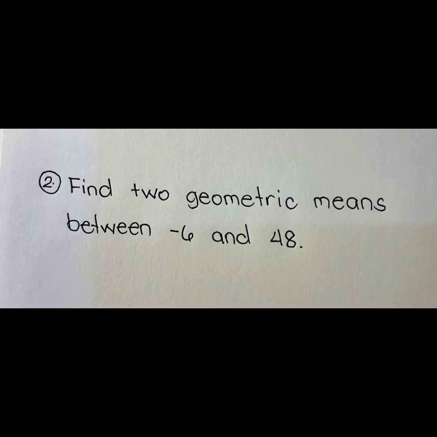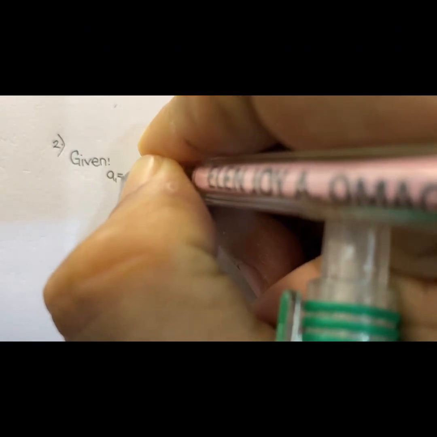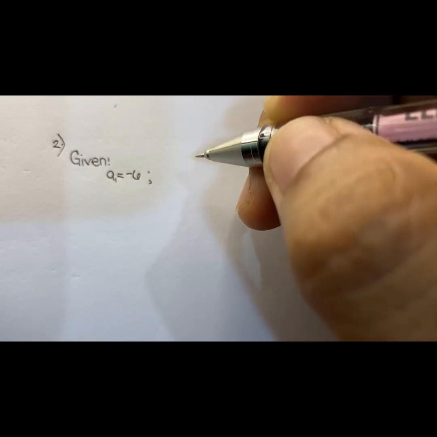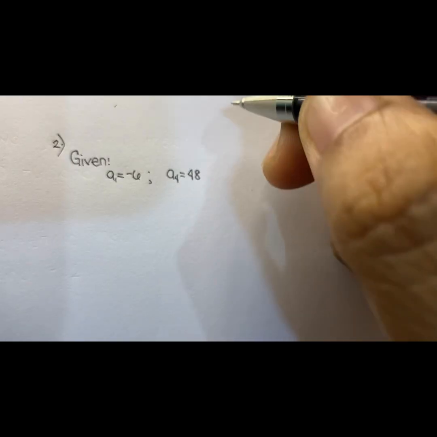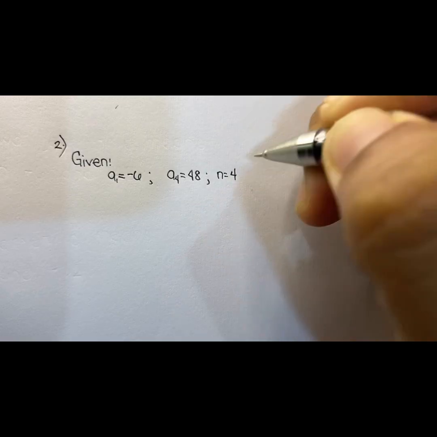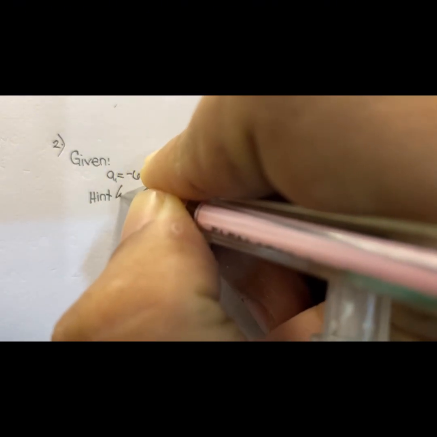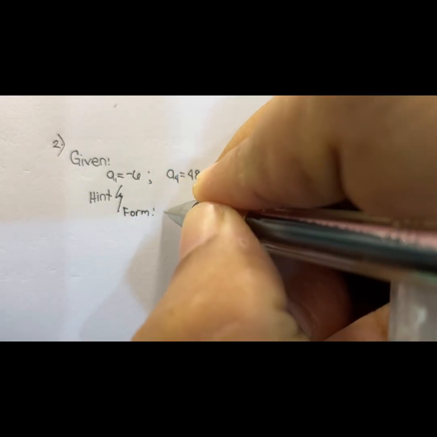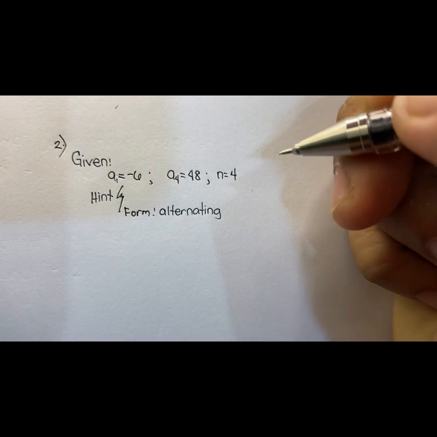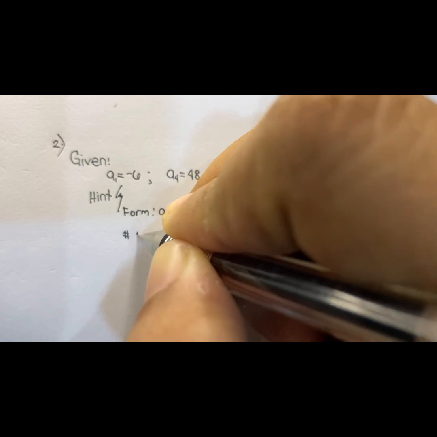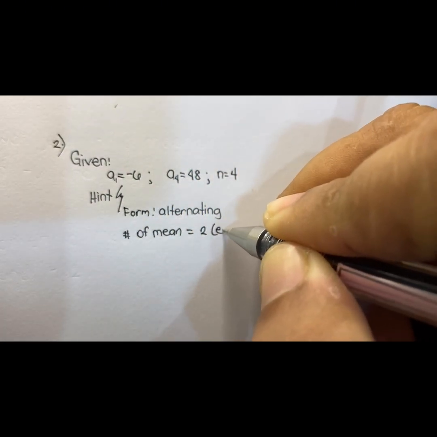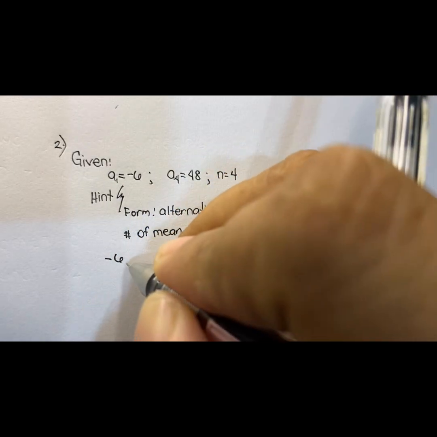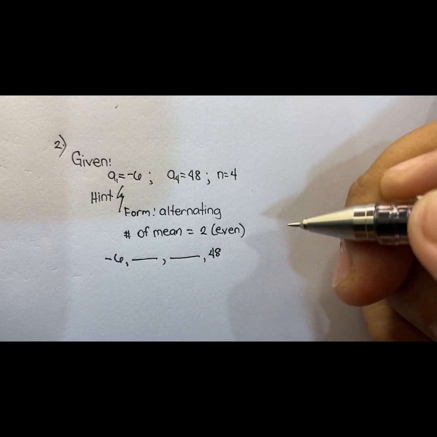Number 2. Find two geometric means between -6 and 48. These are the given. A sub 1 is equal to -6. A sub 4 is equal to 48. And n equals 4. The form of the sequence is alternating. There is only one form, since the number of means is 2, and it is even. Writing the terms in sequence, a sub 1 equals -6, a sub 2 and a sub 3 are means, and are also the required, a sub 4 equals 48.